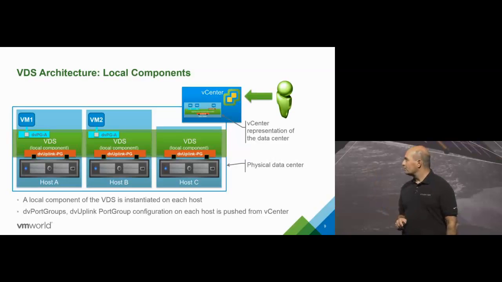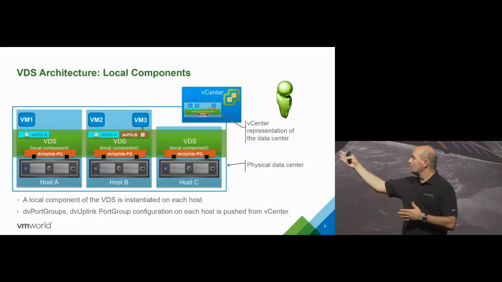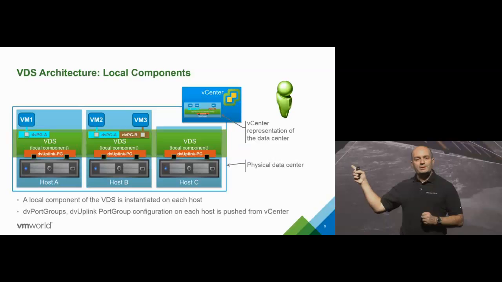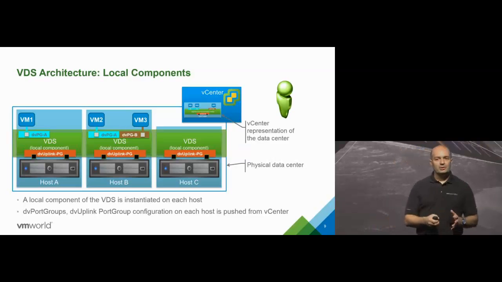If I add another virtual machine in a different DV port group, it will be instantiated on the host where it is needed. Another interesting aspect of the VDS is that because it automates the configuration of those local components, you don't waste resources on the hosts that don't require this DV port group B, for example, right? This is something you could have done manually with the VSS, and again, the VDS is doing it automatically for you.